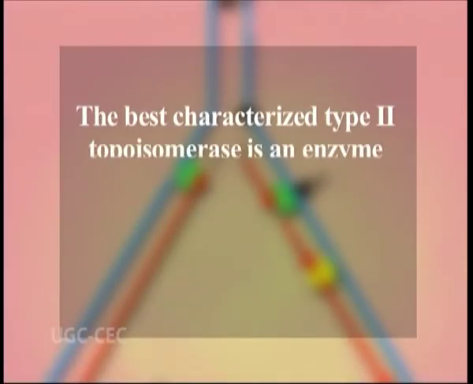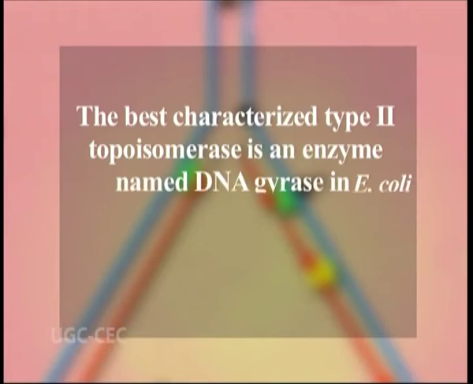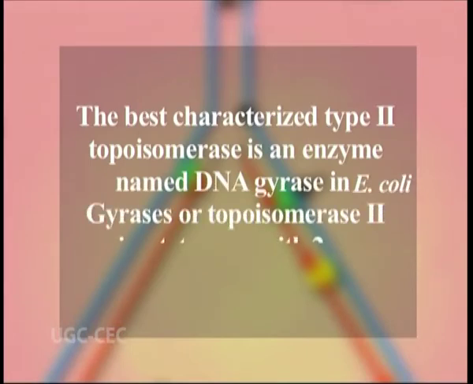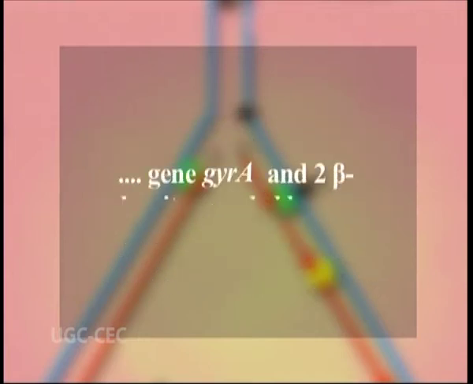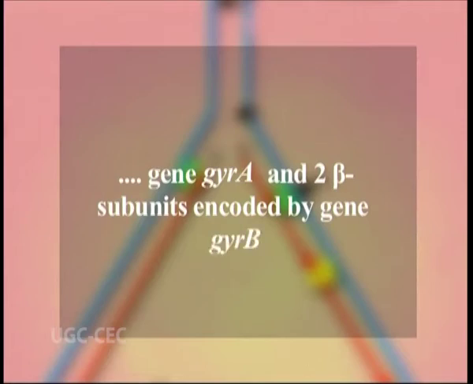The best characterized type 2 topoisomerase is an enzyme named DNA gyrase in E. coli. Gyrase, or topoisomerase 2, is a tetramer with 2 alpha subunits encoded by the gene gyrase A and 2 beta subunits encoded by gene gyrase B.